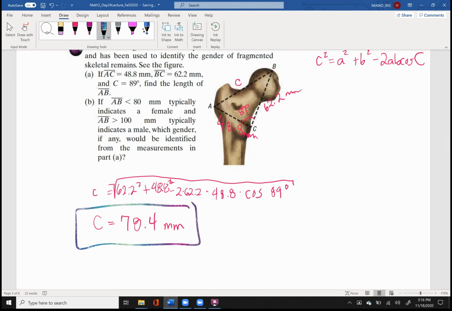This is part A. If AB, the length of line segment AB, is less than 80 millimeters, that typically indicates a female, and if it's greater than 100 millimeters, it typically indicates a male.